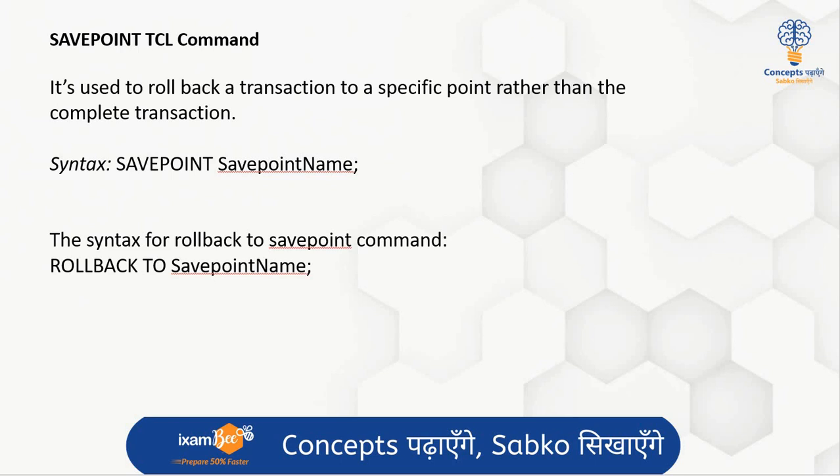So in the SavePoint TCL command, what happens? Basically, it is also used to roll back to a certain point rather than the complete transaction. If you have 10 lines of code, or let's say 10 lines in your database management system, and you put a savepoint every 2 lines, there will be 5 savepoints. You want to retain the initial 3 savepoints, but you want to discard the later 2 savepoints. So you can do that with the rollback statement to a certain point.